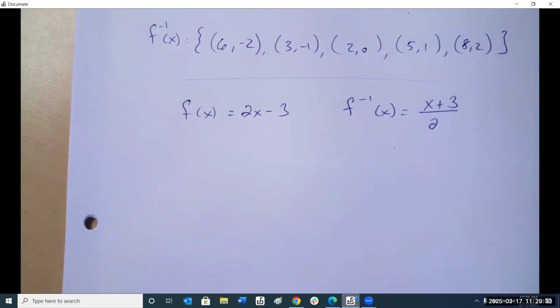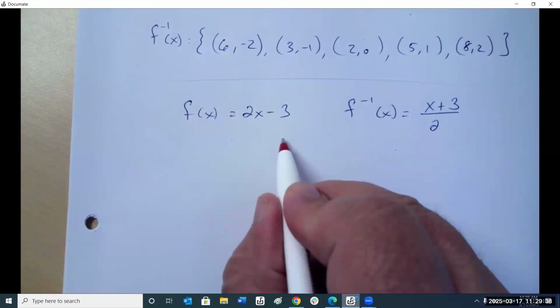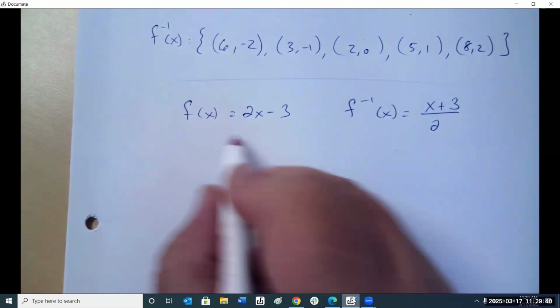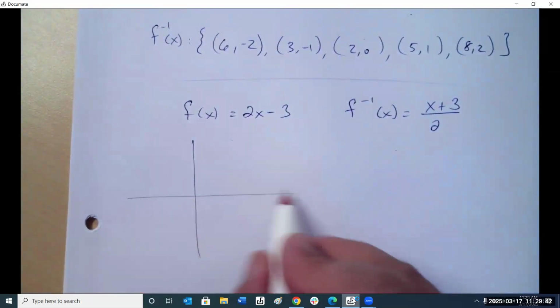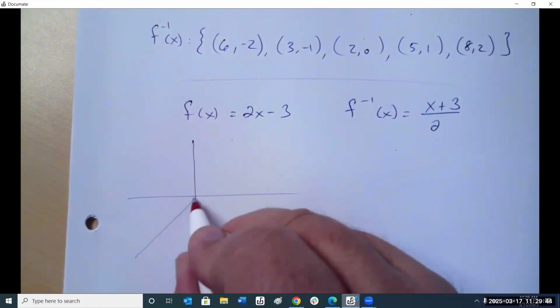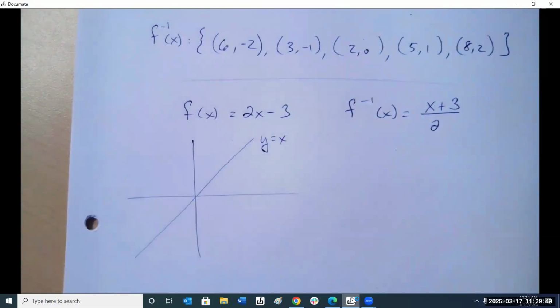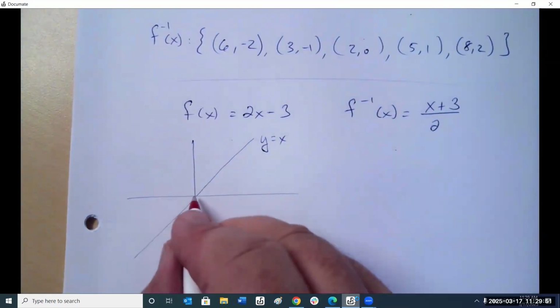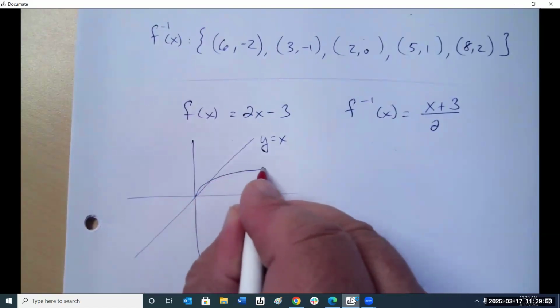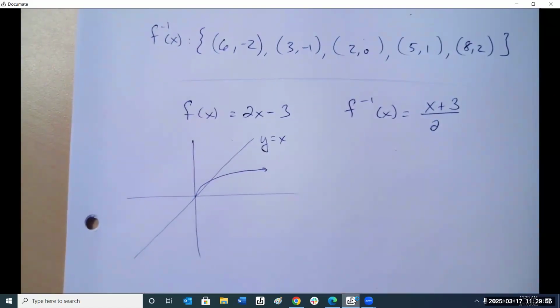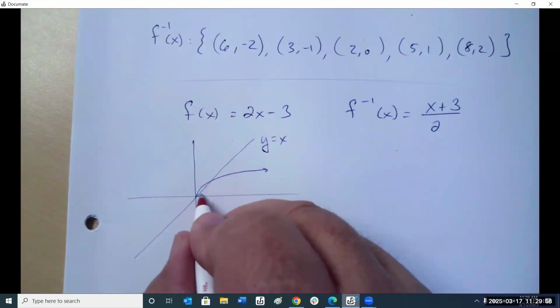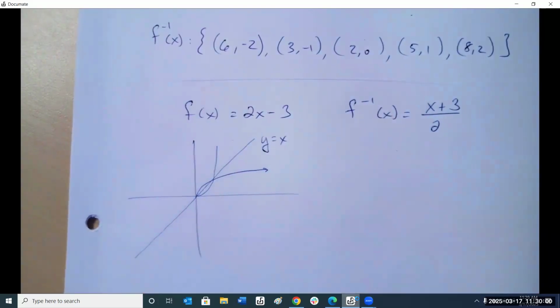You switch x and y and solve for y, and you get the second equation. Okay, we know they're inverses because they're symmetric about the line y equals x. So if we had this equation, its inverse would be that, because you switch x and y values.